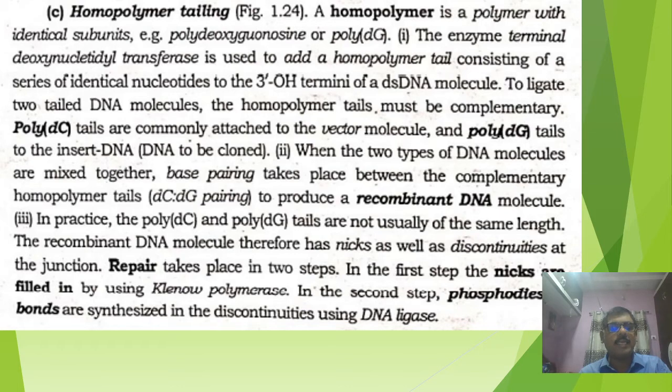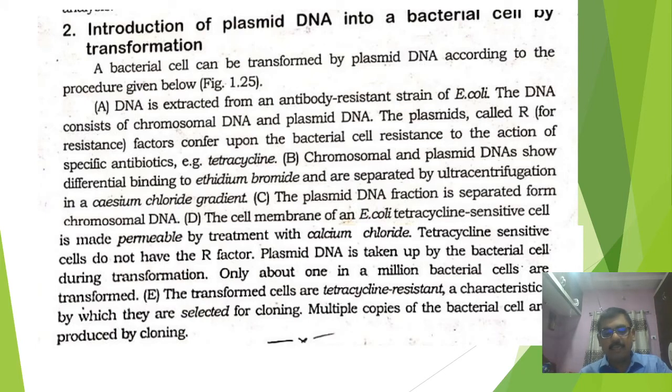So another technique for ligating blunt-ended DNA molecules is homopolymer tailing. The first method is the addition of linkers. The second method is the use of adapter molecules, and the third method is homopolymer tailing. These are the three methods useful for the ligation of a blunt-ended molecule to a vector, or for converting a blunt-ended molecule into a sticky-ended molecule, and then ligating it very efficiently.